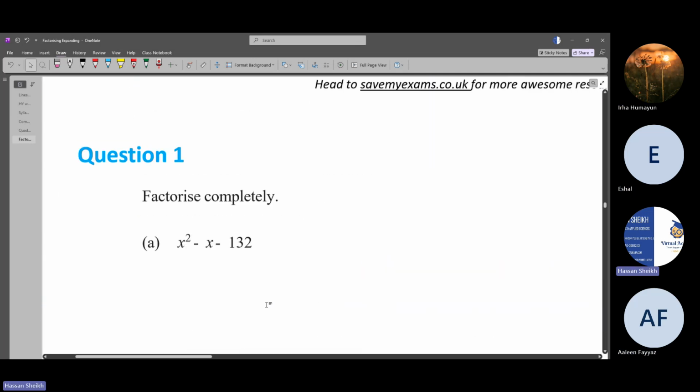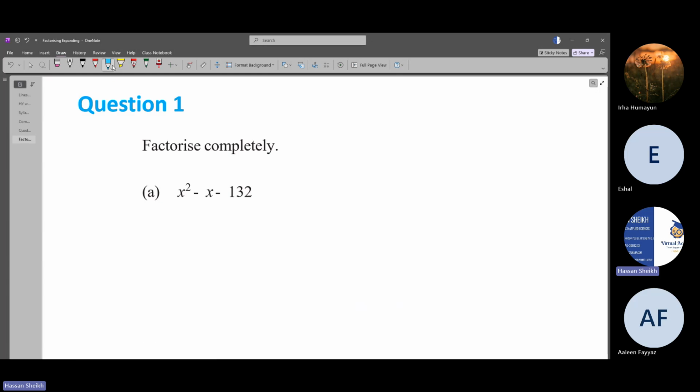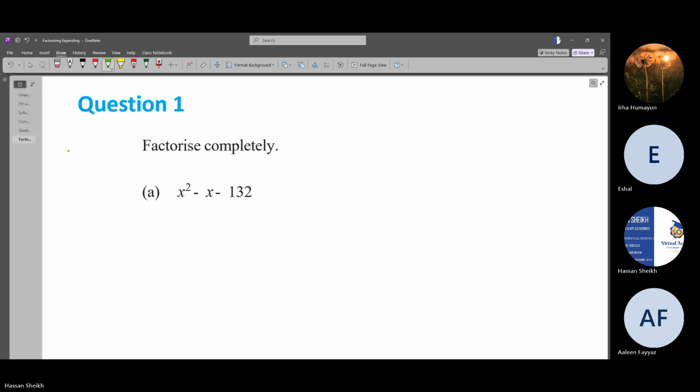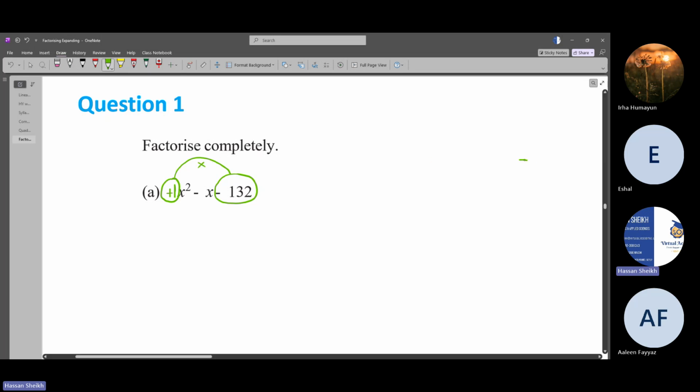Let's move on to further harder questions here. Ali, how will you solve this one? Tell me what are the rules that we follow? What is the first step? We multiply the coefficient of x squared with this constant number. That is the rule. And what does it generate? Plus 1 times minus 132 is minus 132.